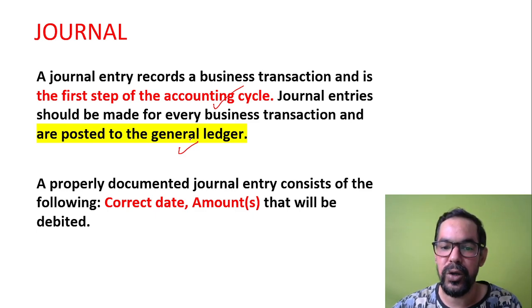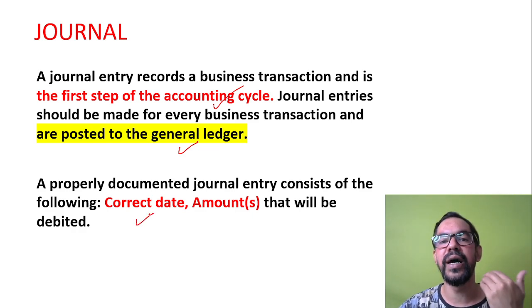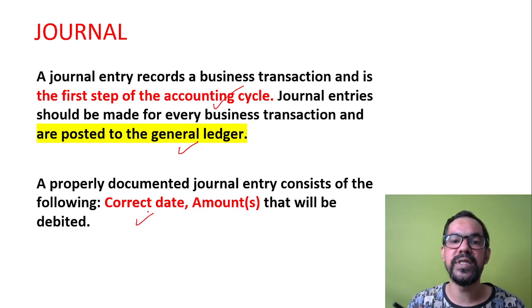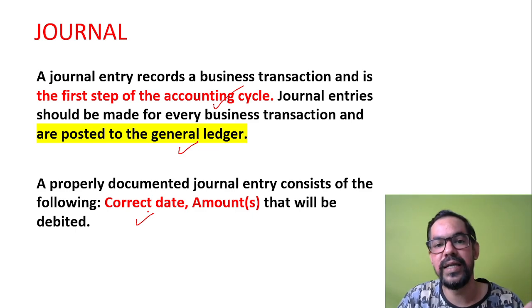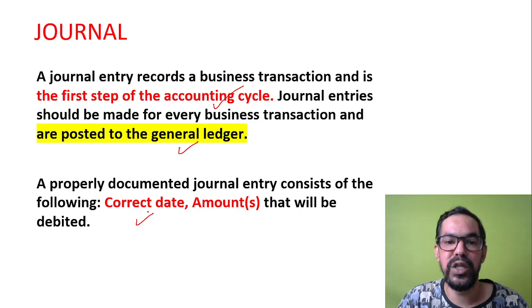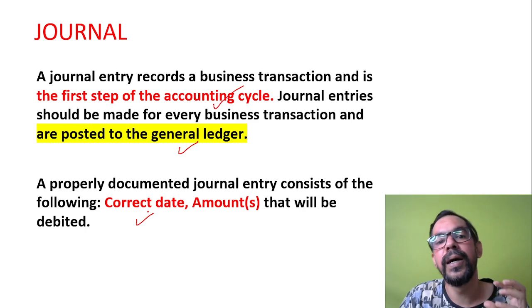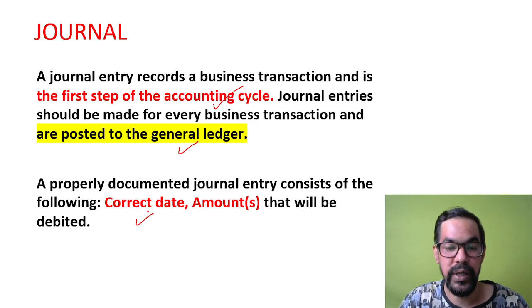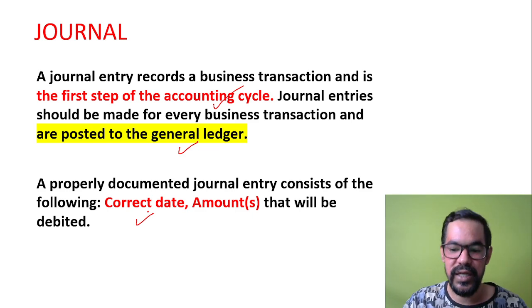A properly documented journal entry consists of the following things, like the correct date, the date on which that transaction happened, and the amount. Let's say on 15th of January 2023, you made a sale of 10,000 units, and these 10,000 units were sold at rupees 15 per unit. So the amount and the date should be part of your journal entry.